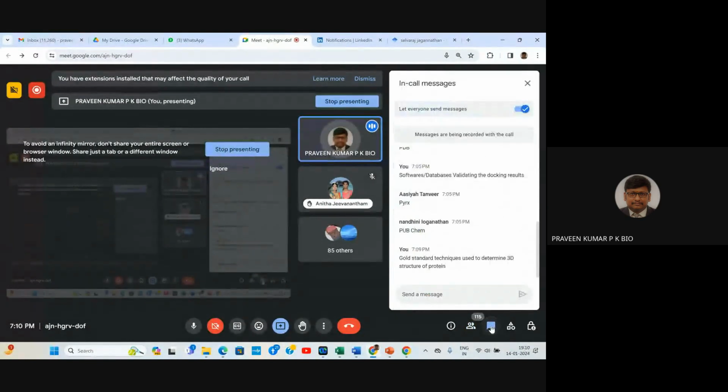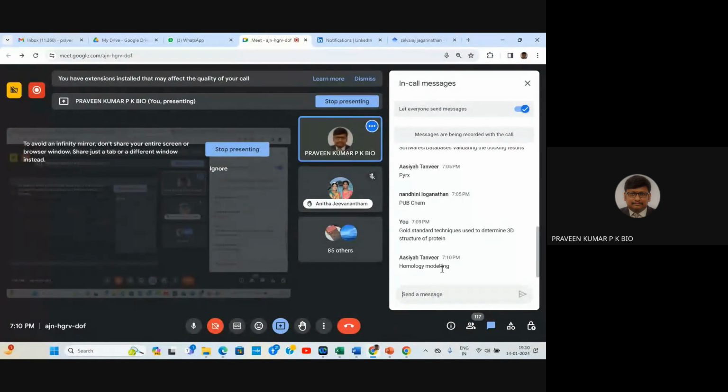Okay, I just raised a question to all the participants. What are the gold standard techniques used to determine the 3D structure of a protein? Yes. Till now, I didn't find any answers. Homology modeling, good. You have tried, Tanveer. But homology modeling is a computational prediction method. In computational prediction methods, we have seen 3 methods. But my question is about the gold standard technique. So that is not a computational method. You are using some wet lab techniques to determine the 3D structure.